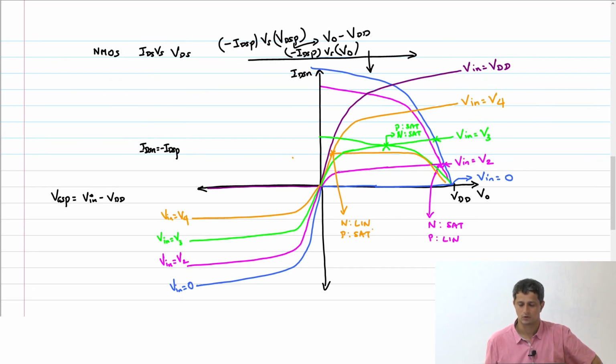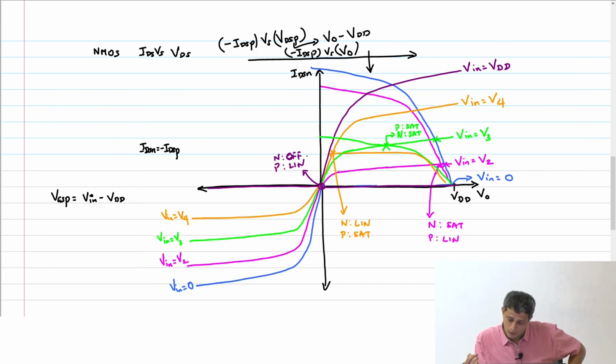Okay, and of course now the final one is for Vin equal to V5, which happens to be 0 along the x-axis. Point of intersection is origin. So this guy is again what? NMOS in cutoff, PMOS in what? Linear region. Is the previous one, sorry, PMOS is cutoff, NMOS in linear.